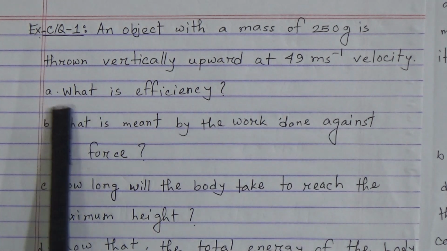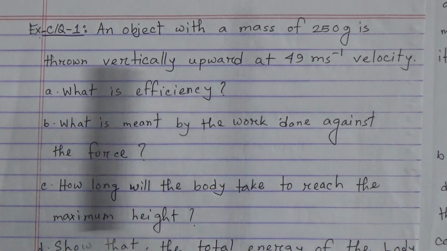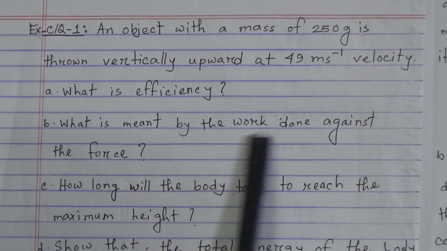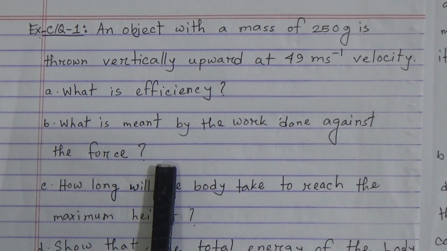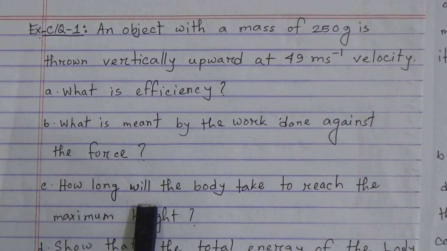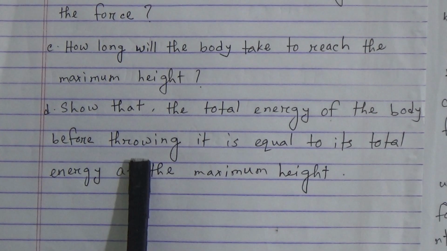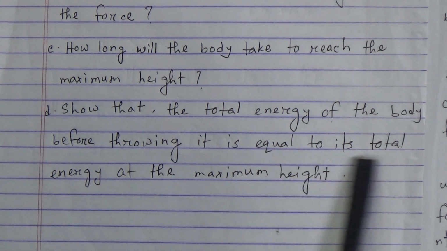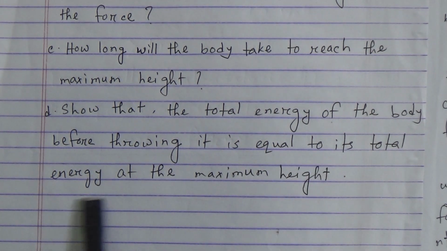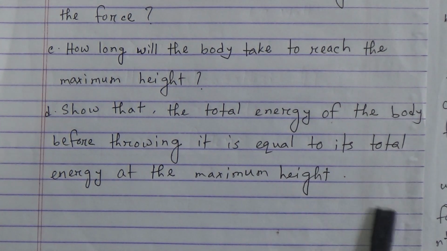Now question number A, what is efficiency? Question number B, what is meant by the work done against the force? Question number C, how long will the body take to reach the maximum height? Question number D, show that the total energy of the body before throwing it is equal to its total energy at the maximum height.